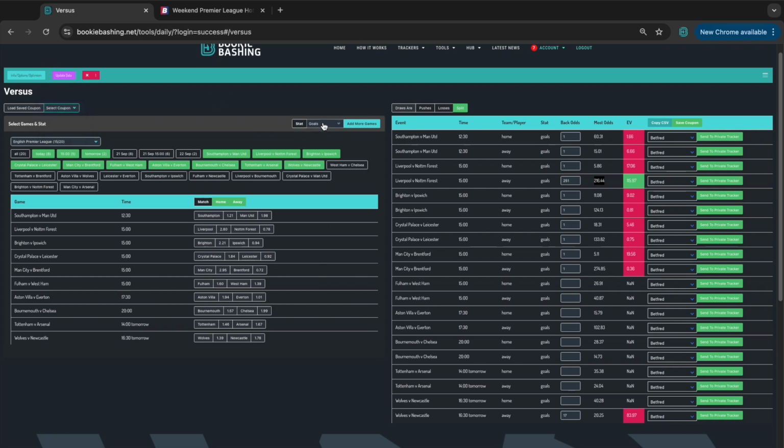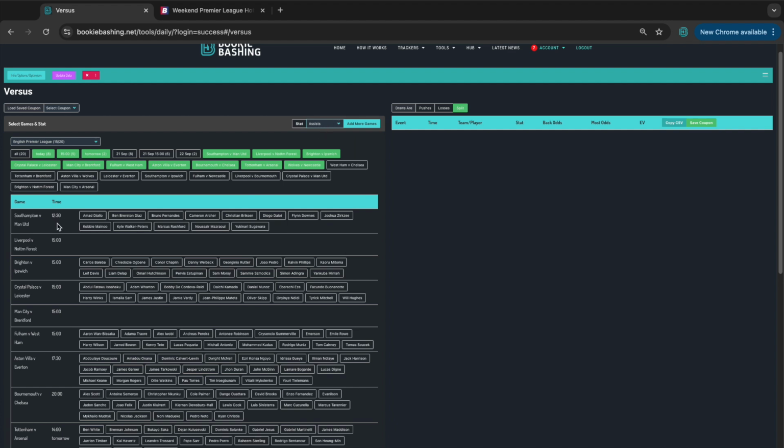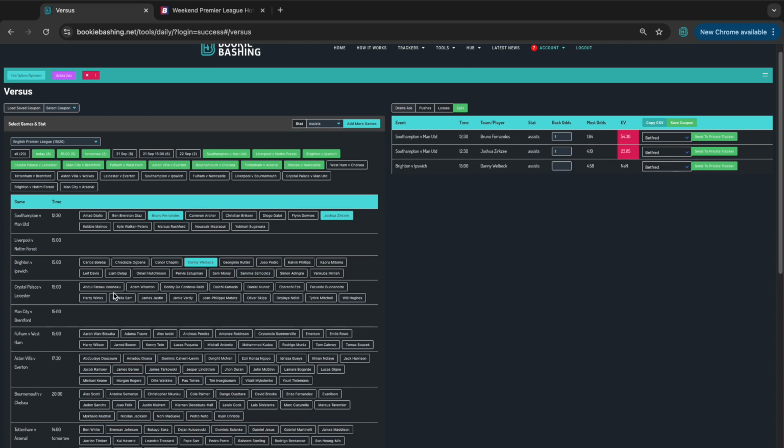I could even look at something completely different. Let's have a look at assists. So if I load assists, it brings all of the players, and I can compare, for example, Bruno Fernandes versus Danny Welbeck versus Zirkzee, and I can just pick my players. And with those 4 players, considering what we're doing with the draws, the player to have the most, the favourite would be Bruno Fernandes at 2.42.